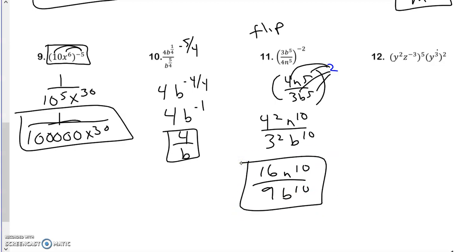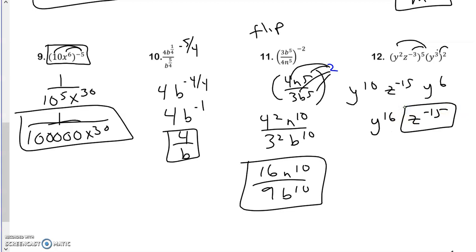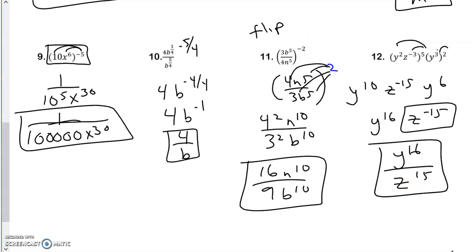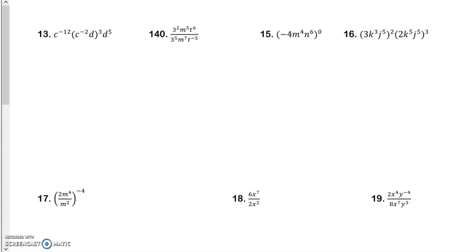Taking a look at the next one, again, I need to distribute. So I'm going to get y to the 10th, z to the negative 15th, and y to the 6th. I need to add my exponents. And so I'm going to have y to the 16th, z to the negative 15th. Dislike negative exponents. So I'm going to have to bring that to the bottom. And this would be my final answer. Taking a look at the next page.